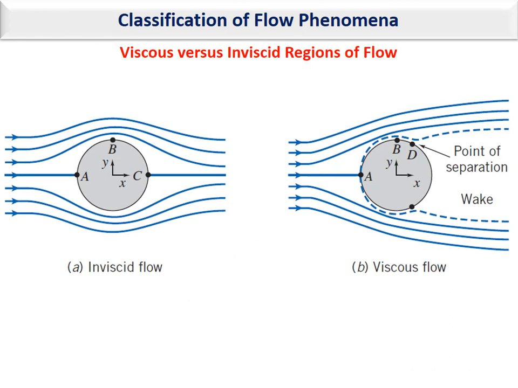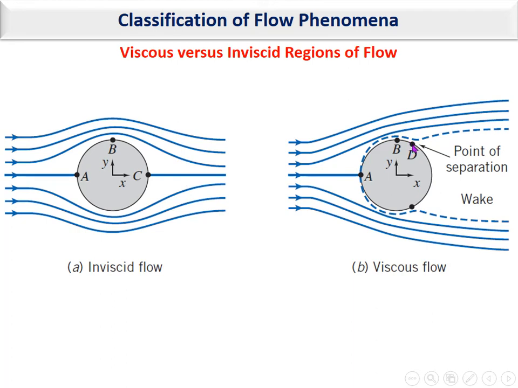Here you can see another example of viscid versus inviscid regions of flow. For example, when you consider the flow over a cylinder, like the one shown here on the left side, as inviscid flow, there is no separation at the back side of the cylinder. This is not a real flow actually. In the real world, there's a separation point.